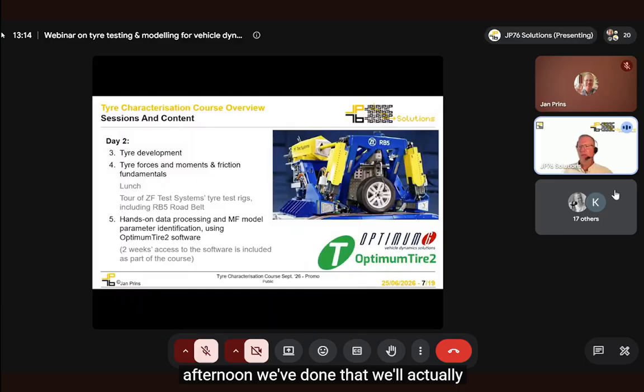After that, we'll do some hands-on looking at tyre models, metric formula tyre models, using the Optimum Tyre 2 software, to which you get 2 weeks free access. So you can do some coursework that we'll give you, and this afternoon you'll be able to look at some metric formula models, and we will get some data from the actual RB5 and try to use that to create some metric formula models. So the whole process of parameter identification we will go through.